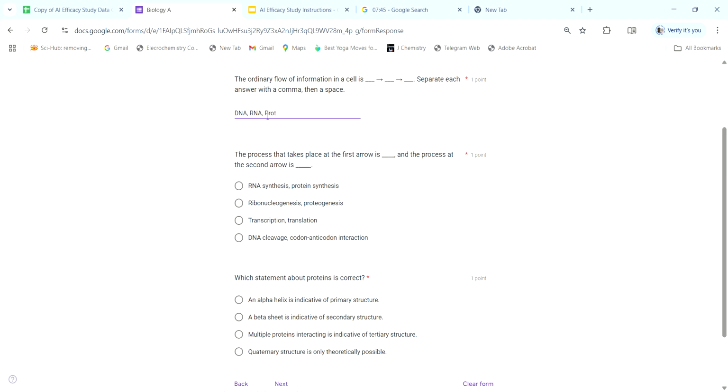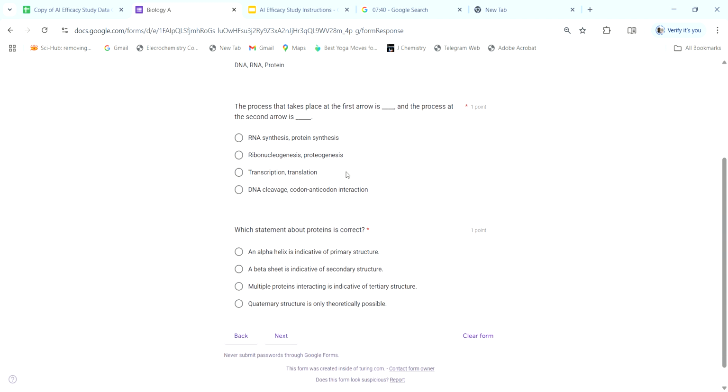Okay. The process that takes place at the first arrow is what, and the process at the second arrow is what? RNA synthesis, protein synthesis, ribonucleogenesis, proteogenesis, transcription, translation, DNA cleavage, codon anticodon interaction. So I think it will be DNA cleavage and codon anticodon interaction.